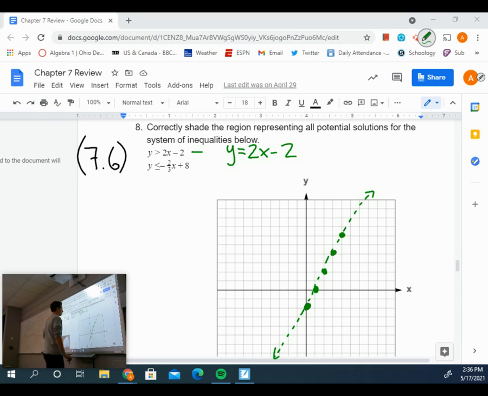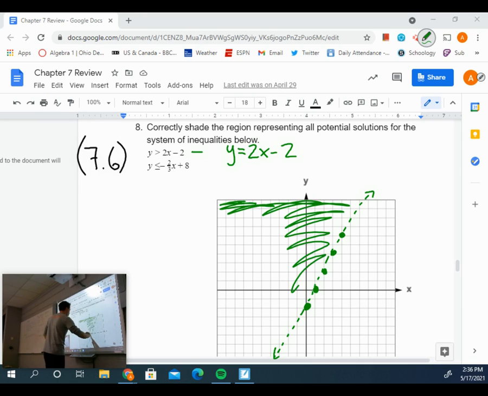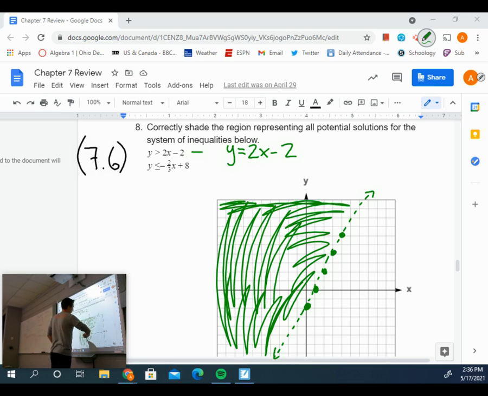Finally, we will determine whether we shade above or below. And in this example, we want to shade above, okay? Because the open side of the inequality is facing the y.